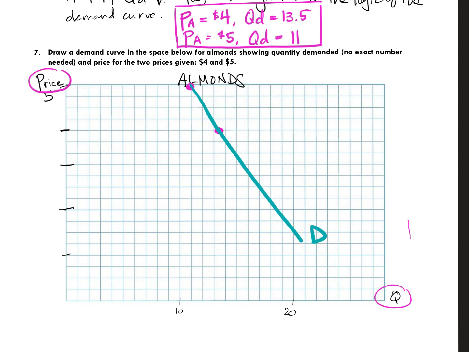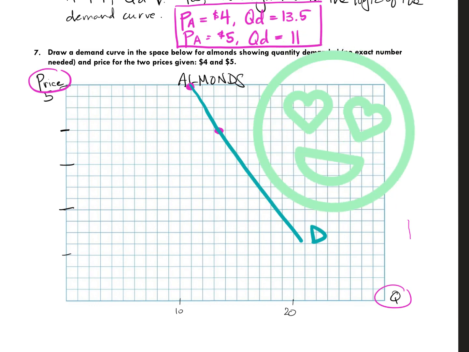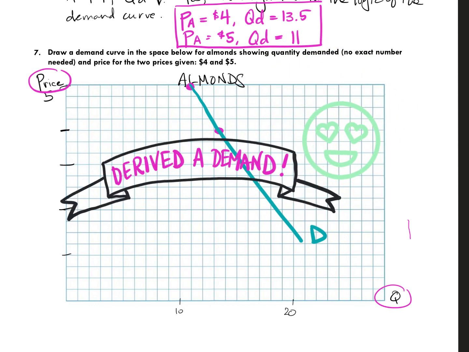The mistake I made in class, incidentally, was that I took the quantities from pretzels rather than almonds. But clearly the price of almonds is changing and the quantity demanded for almonds is changing. And that is how we get our demand curve for almonds. We've just derived a demand curve. What?